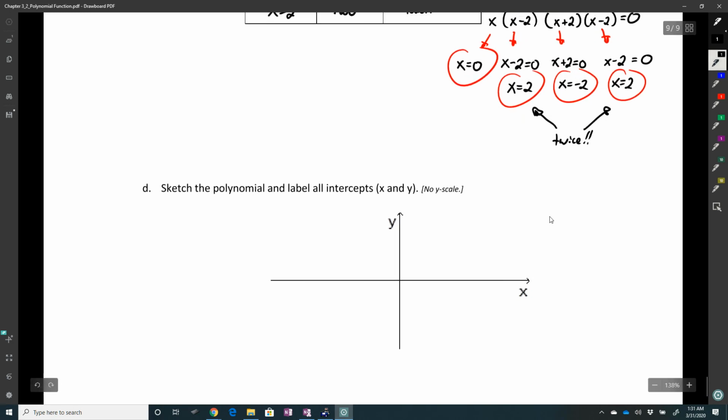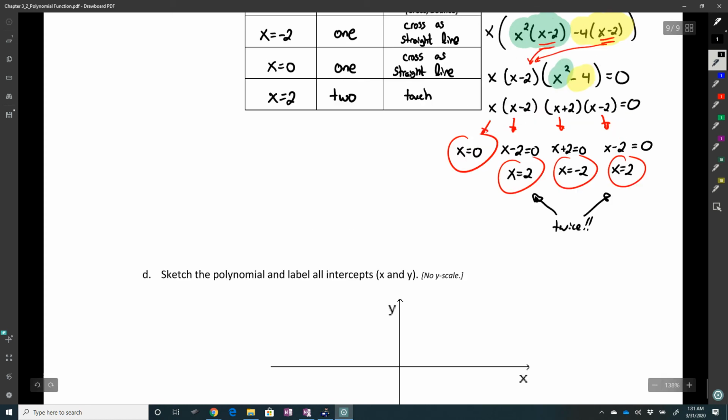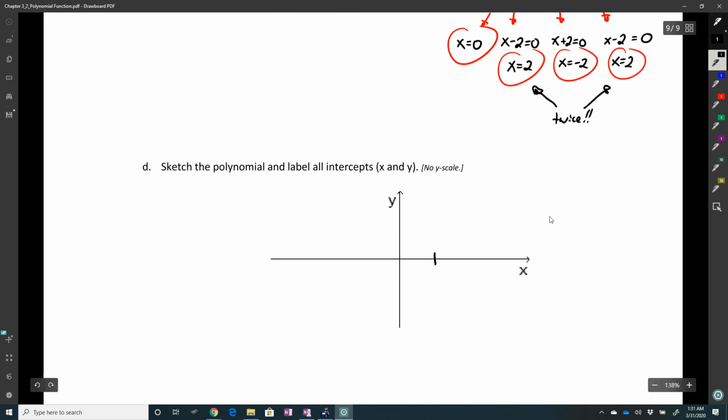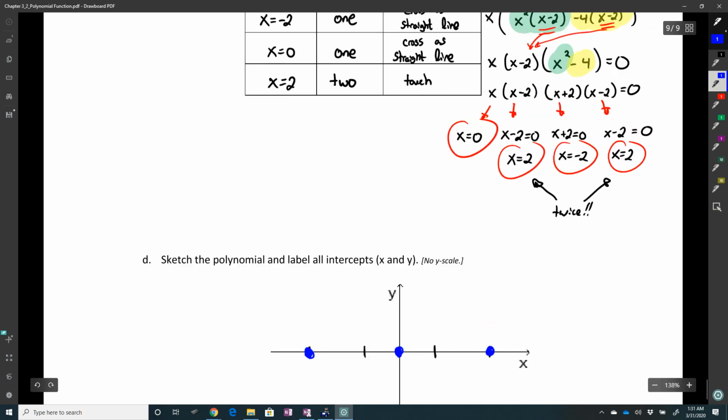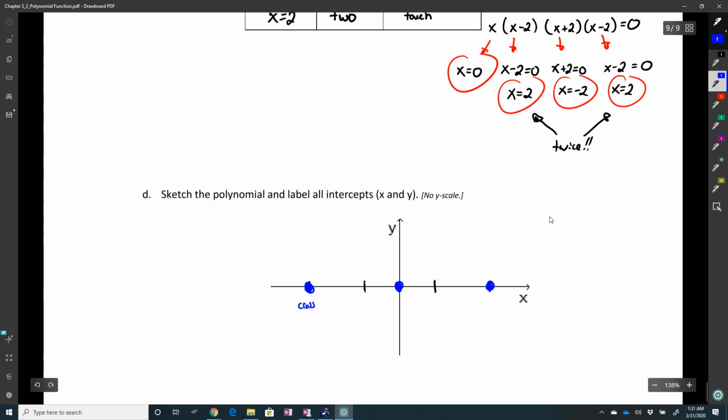But anyway, noting that my largest x-intercept is a 2 and my smallest x-intercept is a negative 2, I'm just going to put 2 tick marks on each side. Try to evenly space them out. I know that's not perfectly even, but okay, so my x-intercepts are at 0, 2, and negative 2. At negative 2, it's just going to cross as a flat line. At 0, it's going to cross as a flat line. And here, it's going to touch.